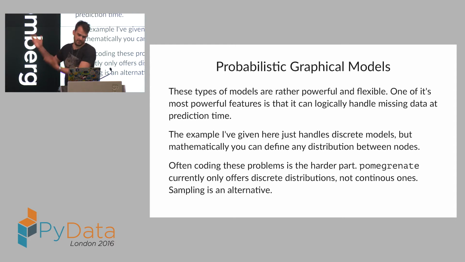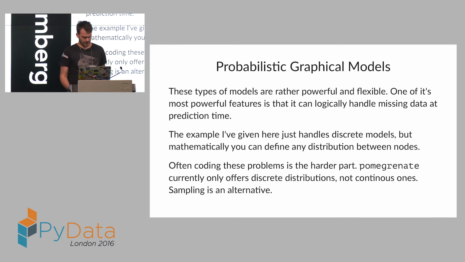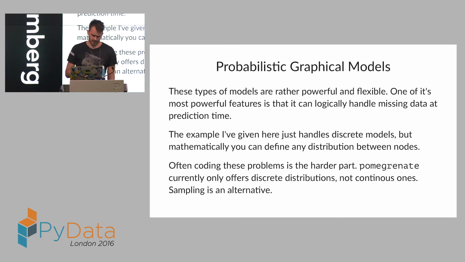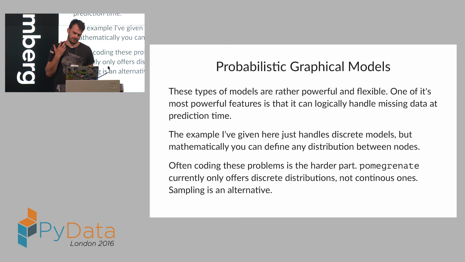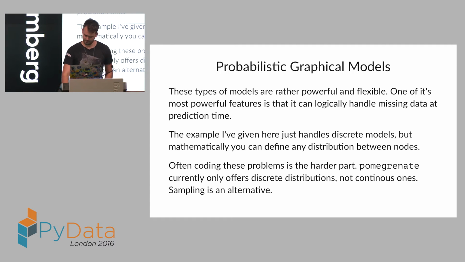And again, the example I've given here just handles discrete models, but mathematically, the relationships that we've just defined can be continuous as well. Coding these things up is usually the harder part. Pomegranate currently only offers discrete distributions, not continuous ones. There are sampling libraries that offer a form of alternative, but I am more hoping that we can get this pomegranate library to work with continuous distributions as well.